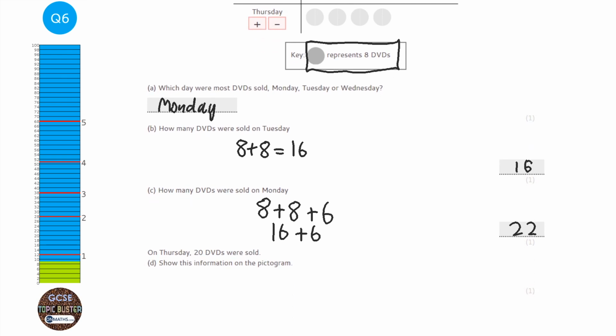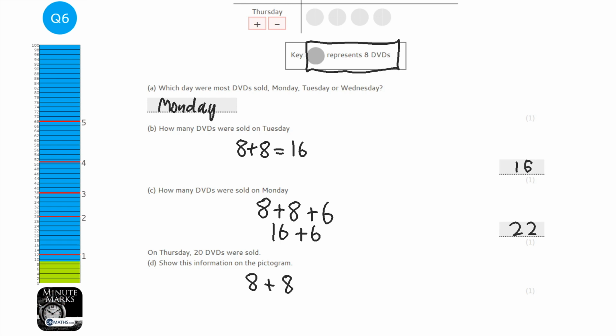Okay, let's have a look at the next question. On Thursday, 20 DVDs were sold. Show this information on a pictogram. So let's have a think how many circles that will be. So if I put one circle down, that's 8. Well, we've still got enough left over. If I put another full circle down, that's 16.